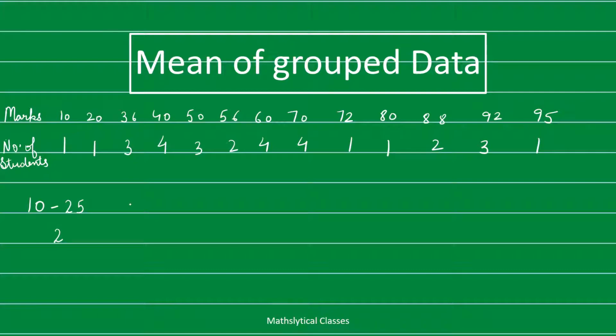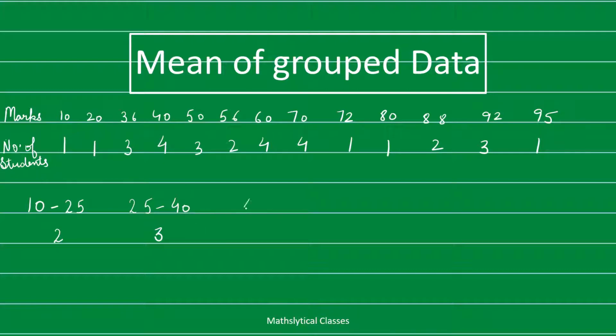Then I can take from 25 to 40. The length of each group should be the same. Here I'm taking the length to be 15, so 25 to 40 is also of length 15. You can see from 25 to 40 how many students are coming: 3 from here, and 40 will not be included, so only 3. So only 3 students are there in this group from 25 to 40.